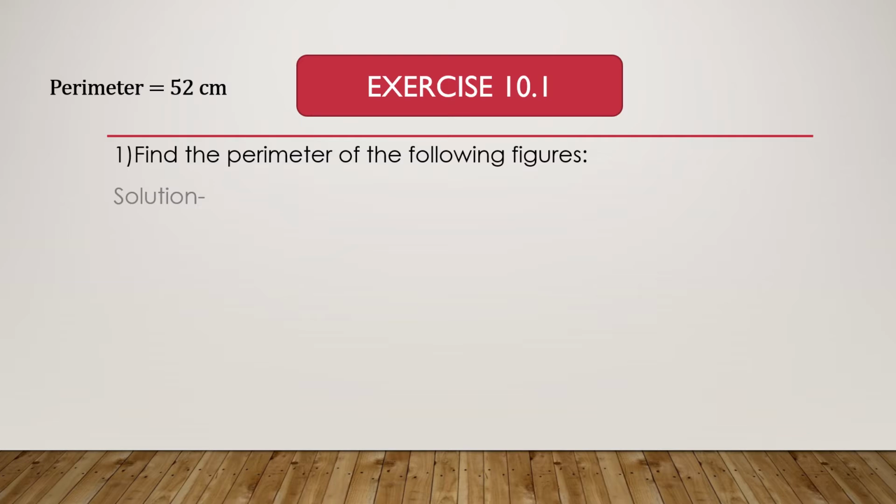Now we'll find the perimeter of the sixth figure, F. And this is the figure of a swastik symbol, that is the holy symbol in Hindu mythology.